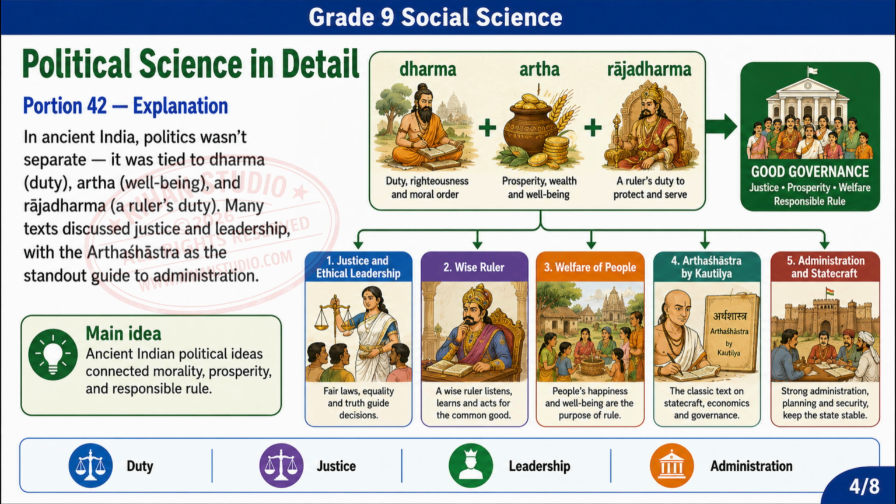Explanation. In ancient India, politics wasn't separate. It was tied to dharma, duty, artha, well-being, and rajadharma, a ruler's duty. Many texts discussed justice and leadership, with the Arthashastra as the standout guide to administration.